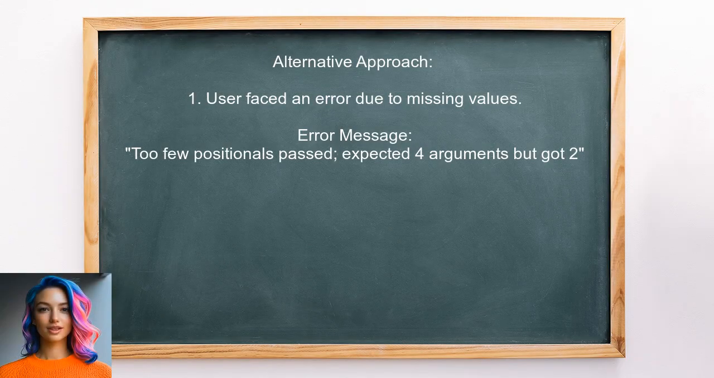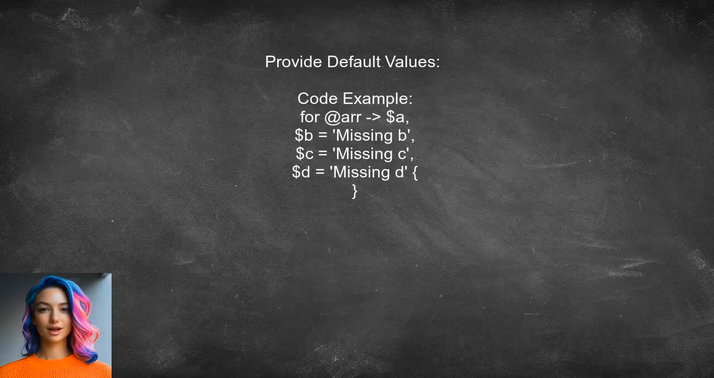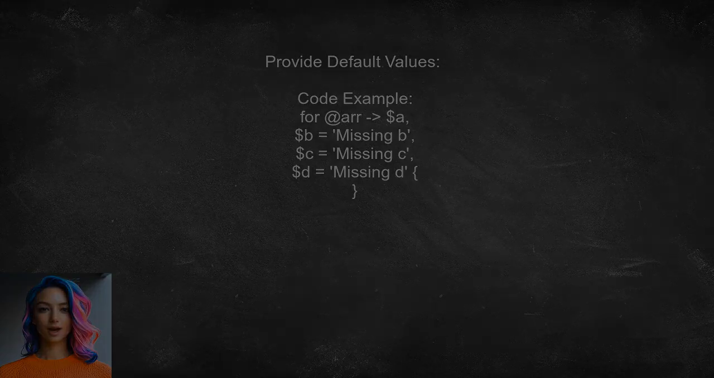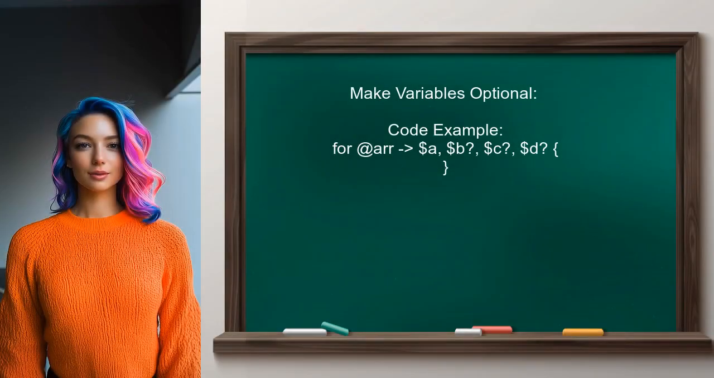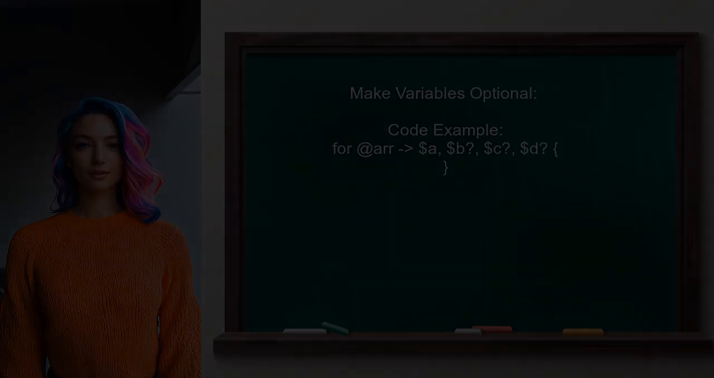An alternative approach shared by a user involves handling missing values during multi-value iteration in Perl 6. They encountered an error when trying to iterate over an array without providing enough values. To avoid this error, the user suggests providing default values for the variables. This way, if a value is missing, a default will be used instead. Additionally, the user mentions that you can make the variables optional by using a question mark. This allows the code to run without errors, even if some values are missing.